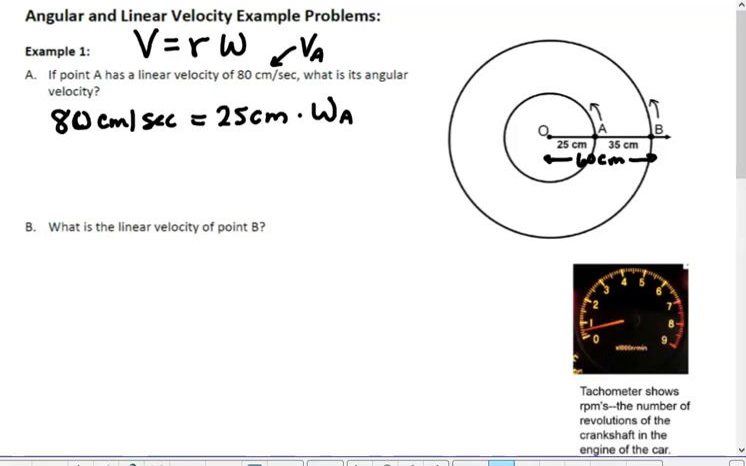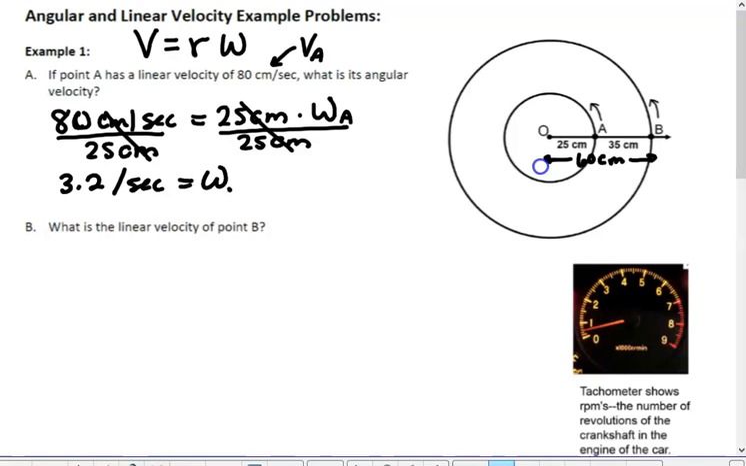So all we have to do is divide by 25 centimeters. Okay, so notice the centimeters cancel out, and we end up with 80 divided by 25, which is 3.2 per second, which is our angular velocity. Well, remember, radians are a unitless measure, so this is 3.2 radians per second.